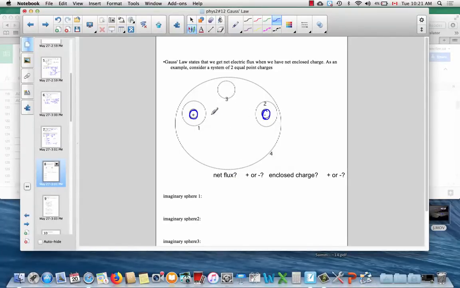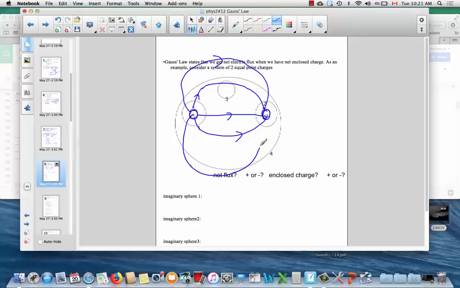Now, let's consider some surfaces. So here's surface 1. Now we know that there'll be electric field that's going to go away from this positive charge, and the electric field pattern will bend around and go towards the negative charge, right? So this is what the electric field pattern is going to look like. And then we draw these electric field lines like this. Okay, perfect. So for imaginary sphere 1, is there net flux?